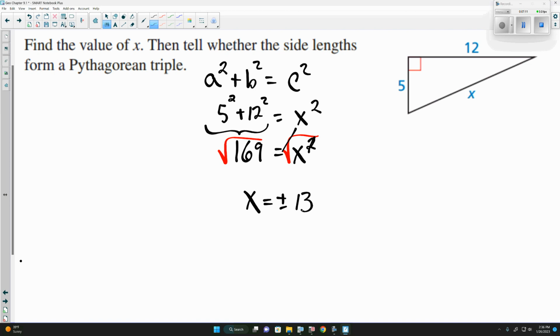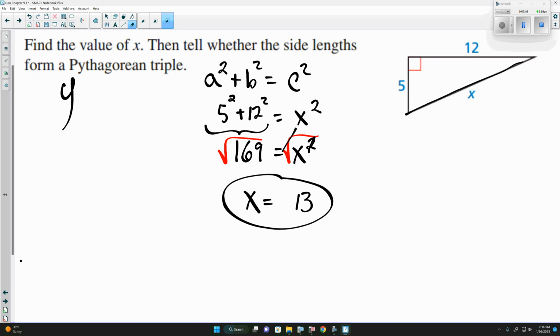Now, for us, we're not going to actually consider both the positive and negative case. Can the length of the side of a triangle be negative? No. So normally we just say 13. The negative 13 is what we call an extraneous solution. It is a solution that does work mathematically for the problem, but does not fit the original context. So x equals 13 is our value of x. Is it a Pythagorean triple? Yes, because it is 5.